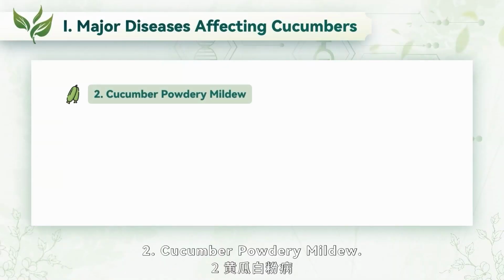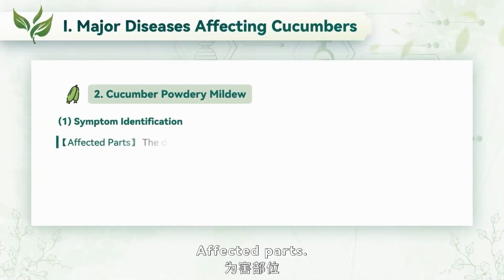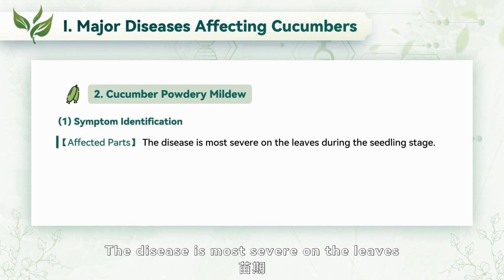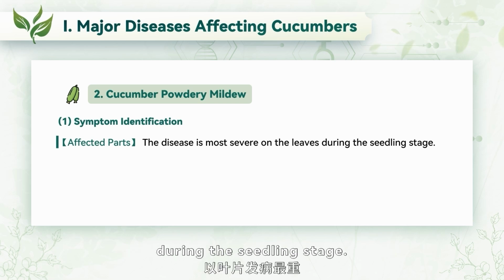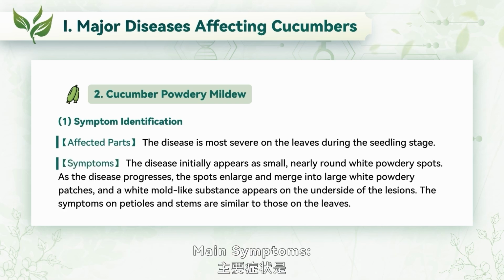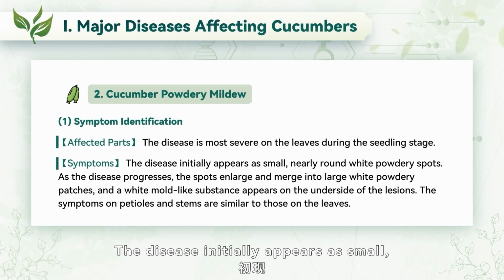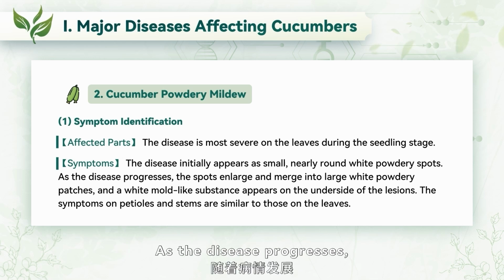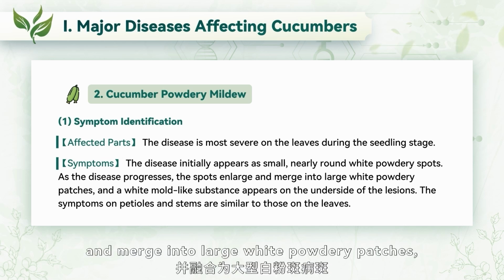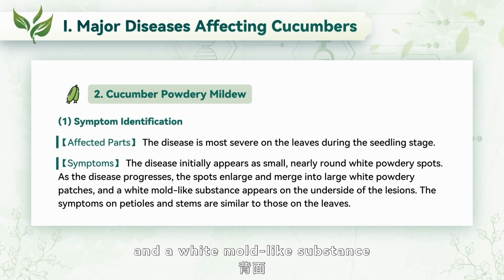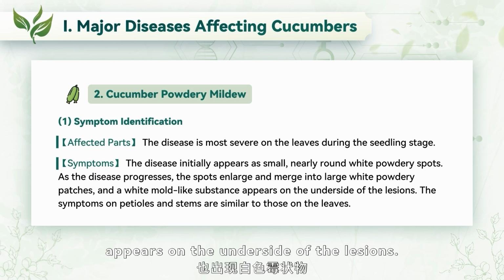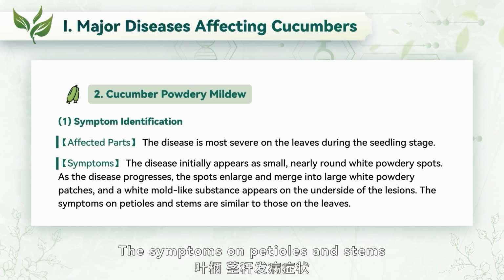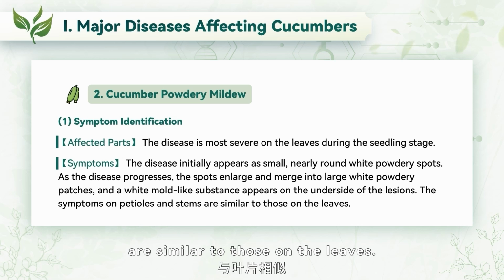2. Cucumber powdery mildew. Affected parts. The disease is most severe on the leaves during the seedling stage. Main symptoms. The disease initially appears as small, nearly round, white, powdery spots. As the disease progresses, the spots enlarge and merge into large, white, powdery patches, and a white mold-like substance appears on the underside of the lesions. The symptoms on petioles and stems are similar to those on the leaves.